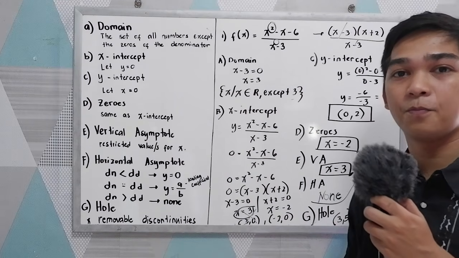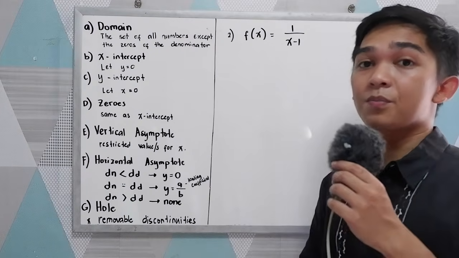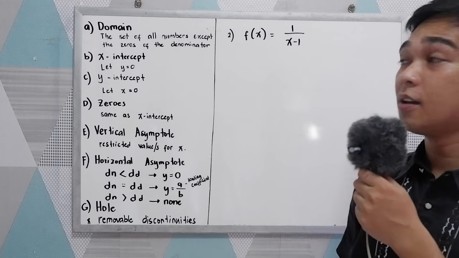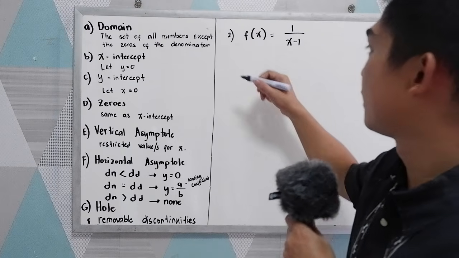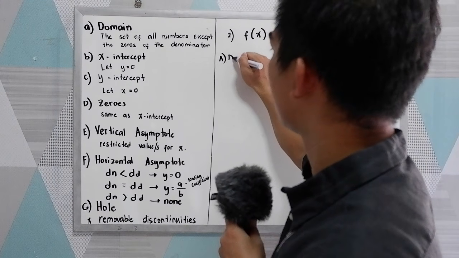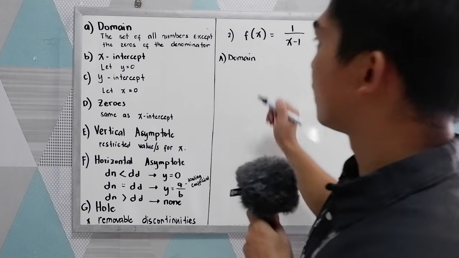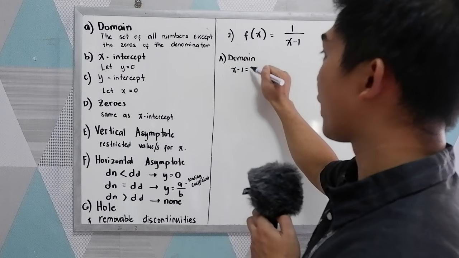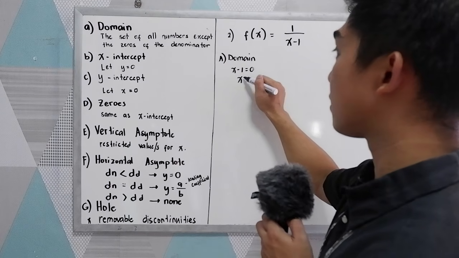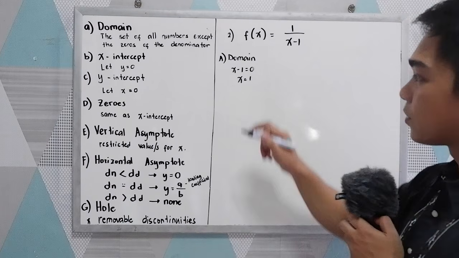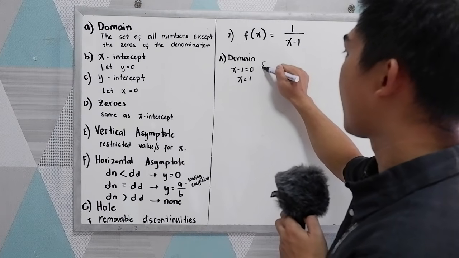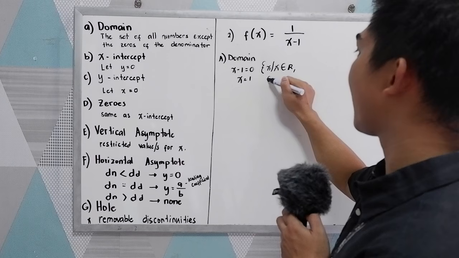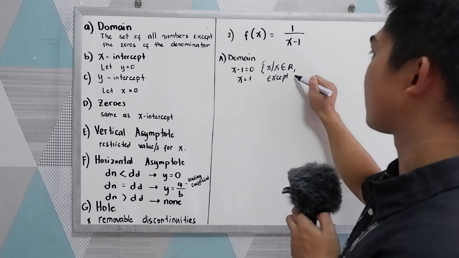Now let's have our second example. f of x is equal to 1 over x minus 1. Let us find the domain. So letter A, domain. Get the denominator, x minus 1, and equate to 0. So x is equal to 1. So our domain is x such that x is an element of real numbers except positive 1.